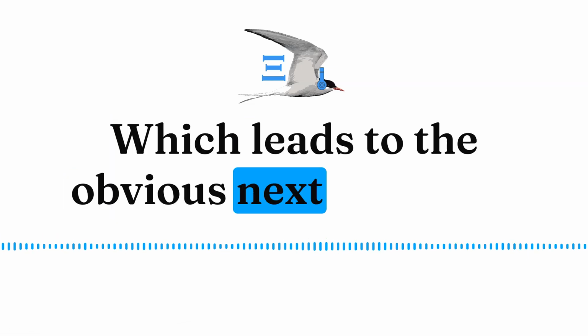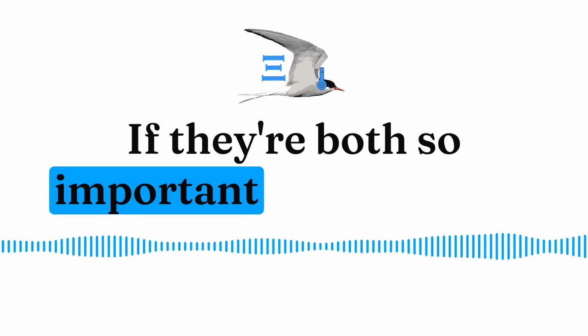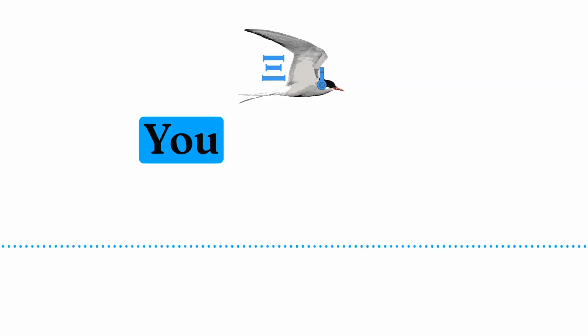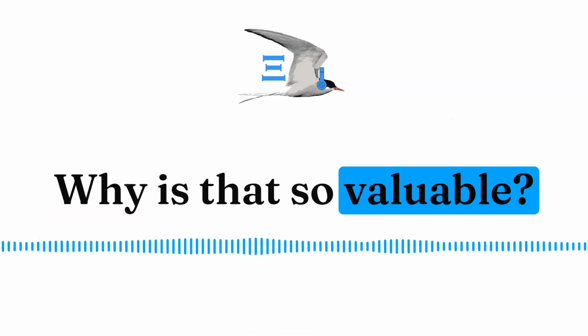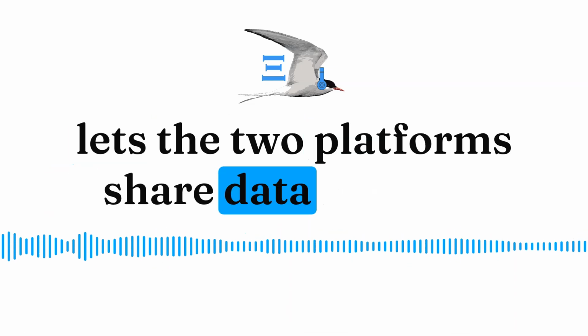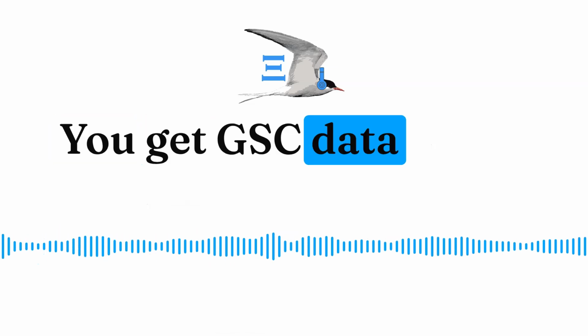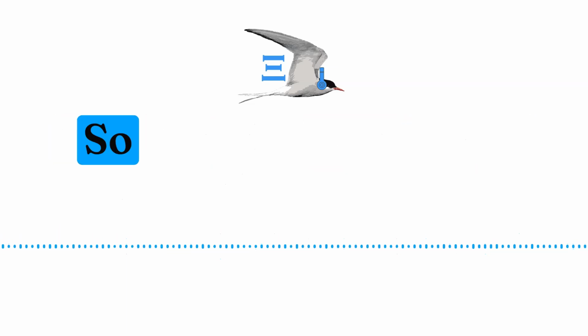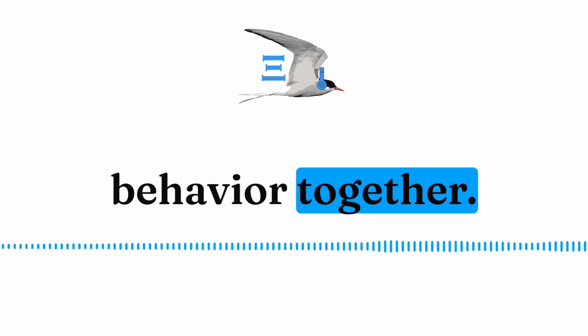Which leads to the obvious next question. If they're both so important but different, why not connect them? You mentioned linking them earlier. Why is that so valuable? It's incredibly valuable because it lets the two platforms share data directly. You get GSC data inside your GA4 reports. So you see the search query and the on-site behavior together. Exactly.